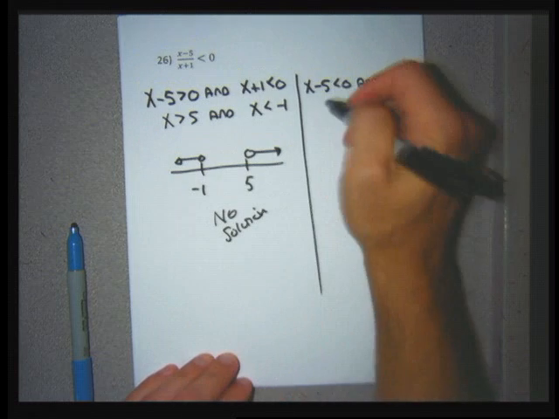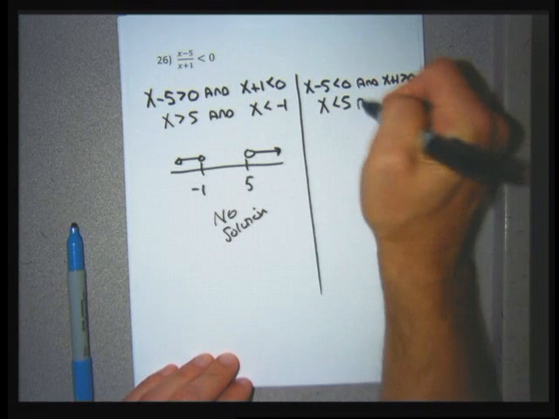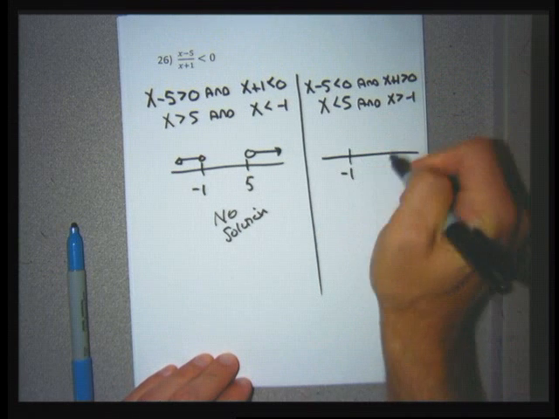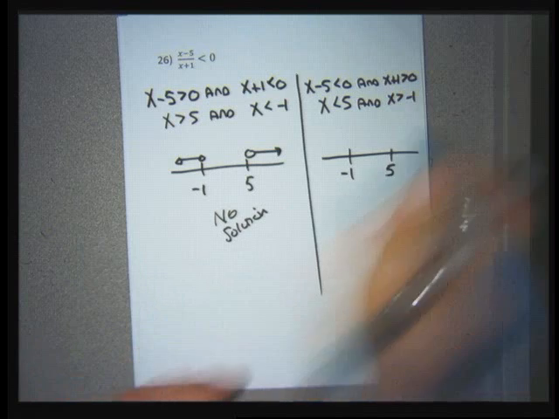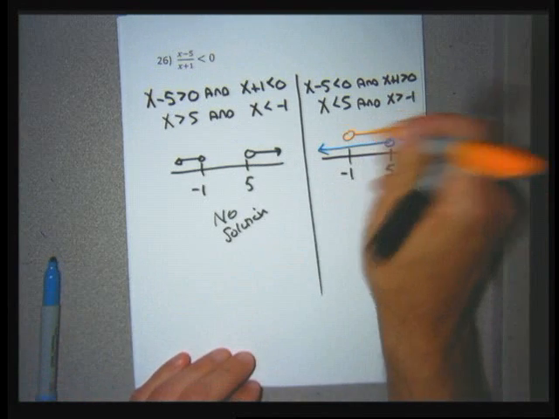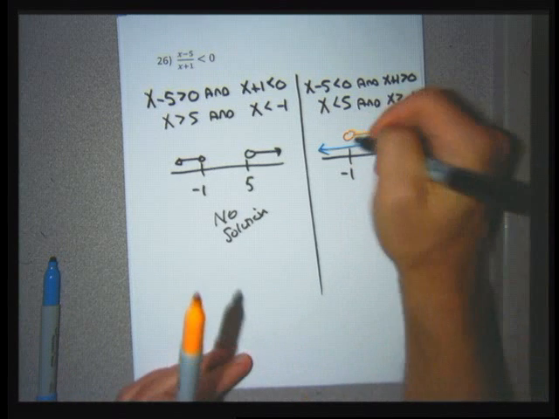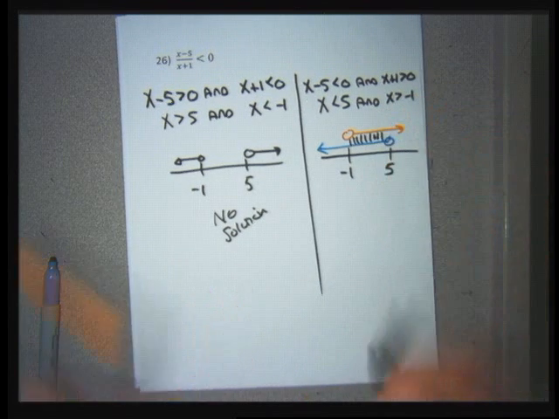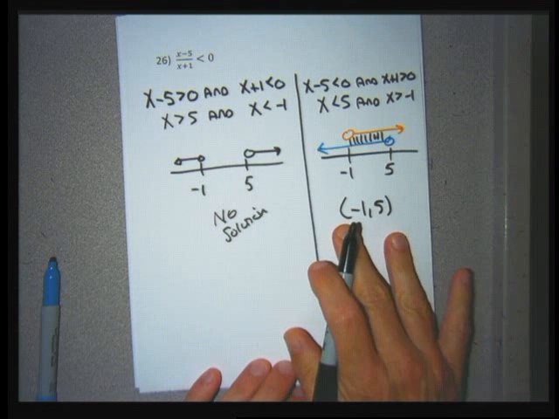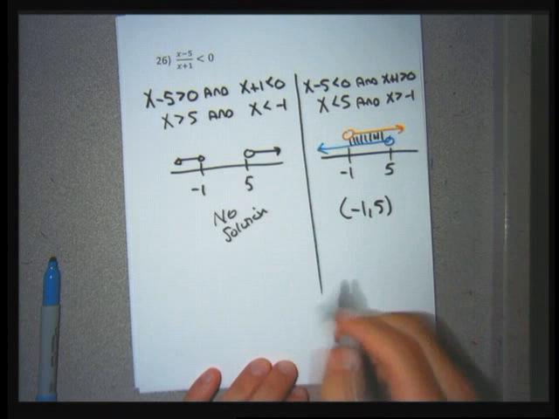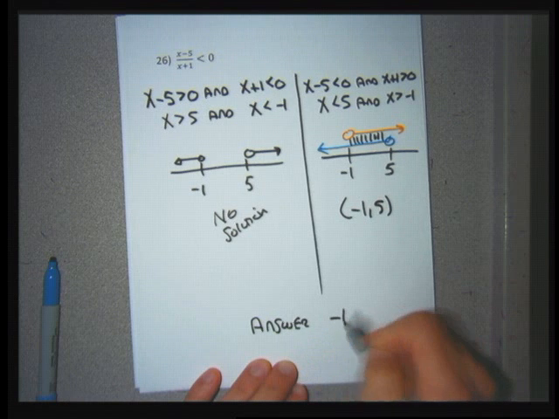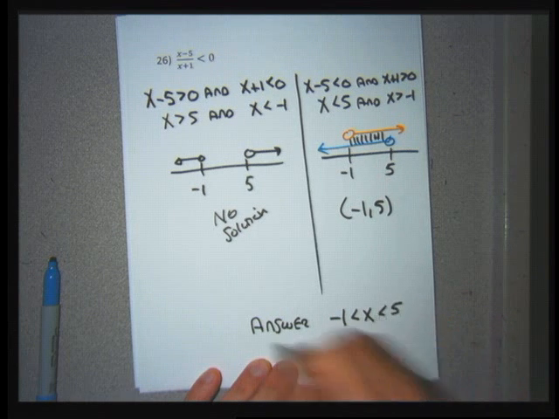The next one, I get x is less than 5 and x is greater than -1. So I draw -1 and 5. X is less than 5, to the left of 5. X is greater than -1, to the right of -1. I get the region between -1 and 5, where I have both lines, round brackets because open circles. And I'm going to write that region with an inequality: -1 is less than x is less than 5.